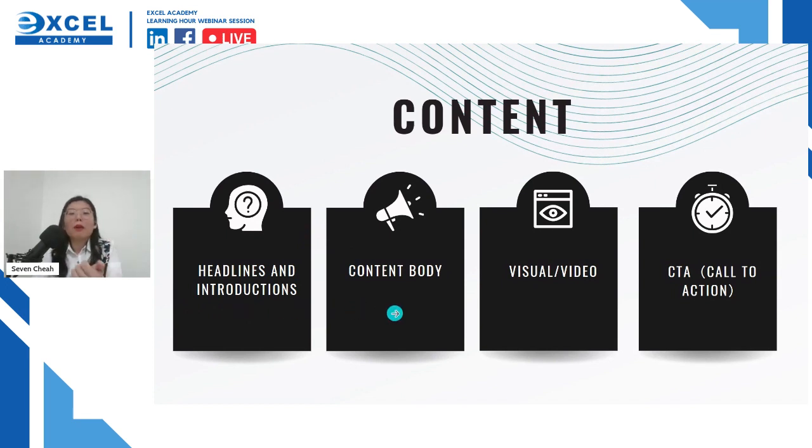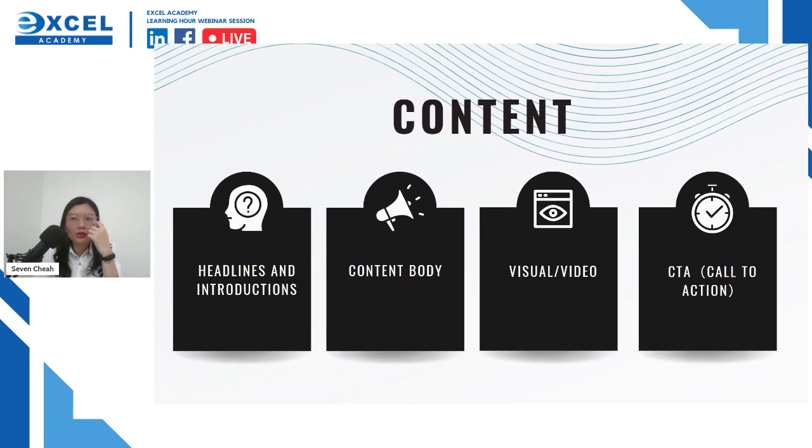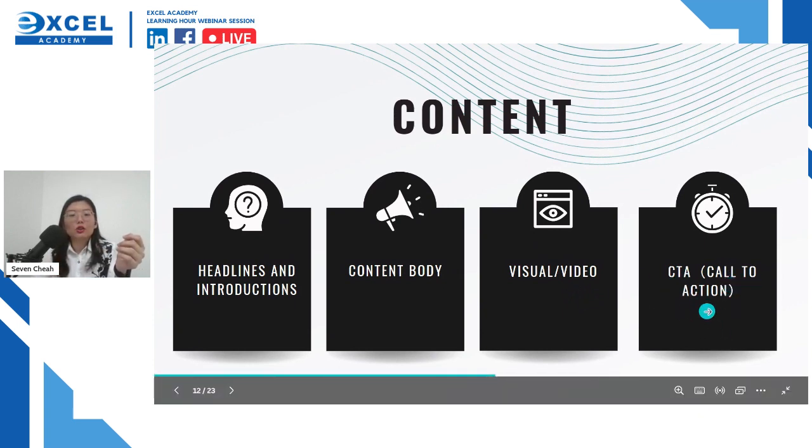So the content body can also be the blog article itself, the caption itself, the script of the videos, or the information of the infographic can be here. Then visual or videos: almost most of the content you create will have visual or video. Even when you create a blog article you also need the visual, because SEO ranks the visual at the same time. So that's why it's visual or video, depending on the content you create. And the last but not least is call to actions.